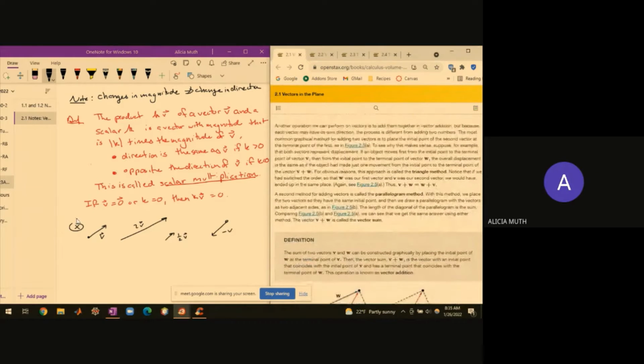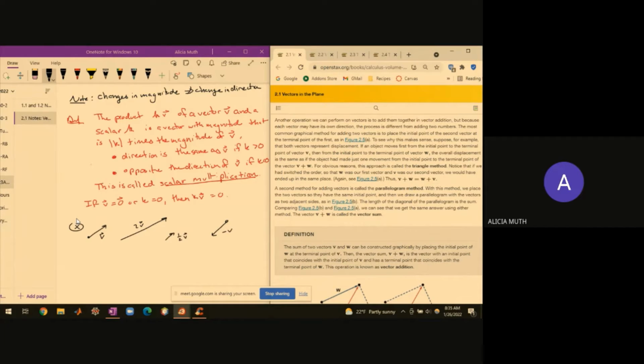Another operation we can perform on vectors is adding them together in vector addition, but because each vector may have its own direction, the process is different from adding two numbers. So the most common graphical method for adding two vectors is to place the initial point of the second vector at the terminal point of the first.